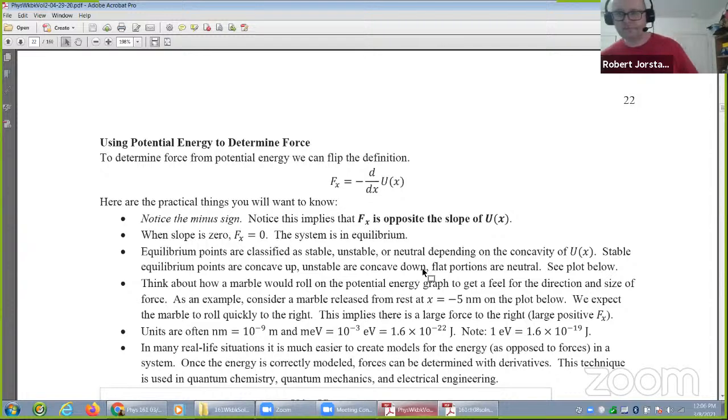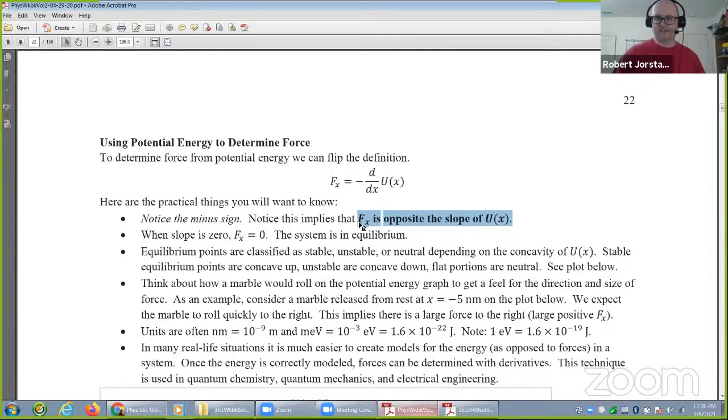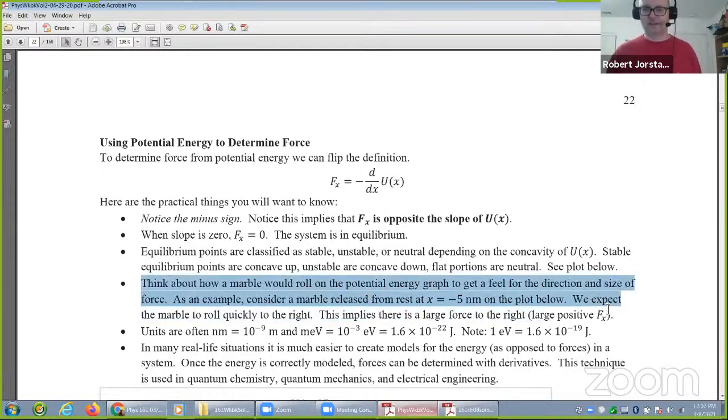All right. So in case you forget some of the stuff we talked about last time, it's right here on page 22. I don't want to spend a lot of time going through this. The main thing that I want to remind you of is f sub x is the opposite of the slope. And if the slope is 0, that means you're in equilibrium, right? Equilibrium means no force. And we classified these. And remember, this marble analogy is hugely useful.